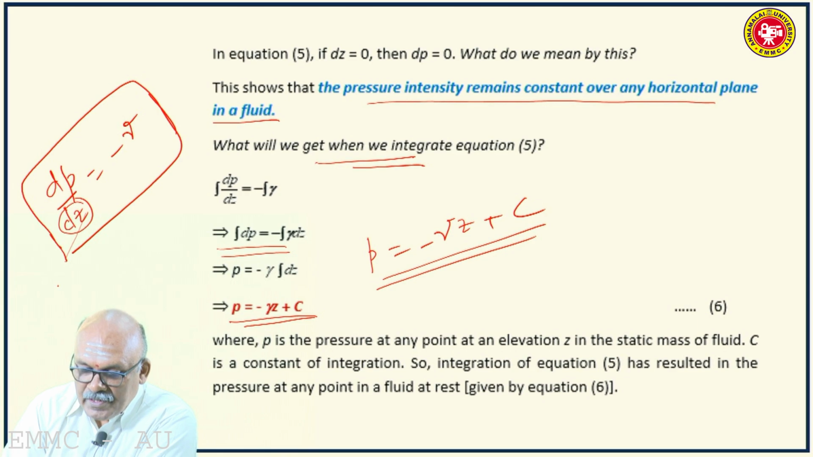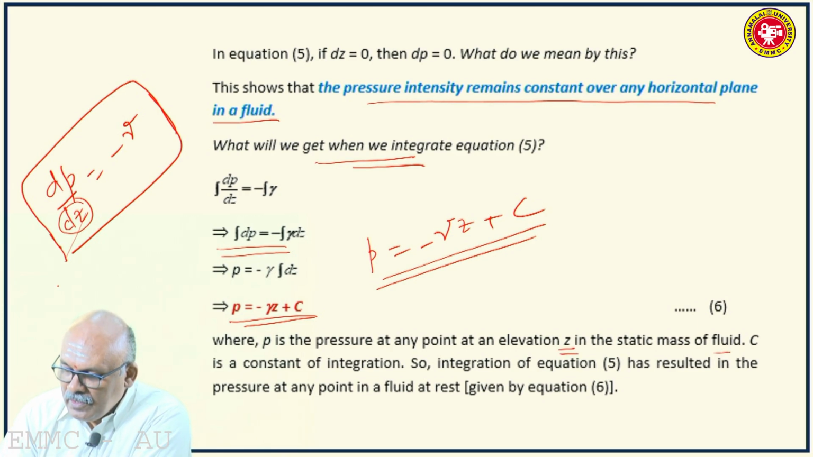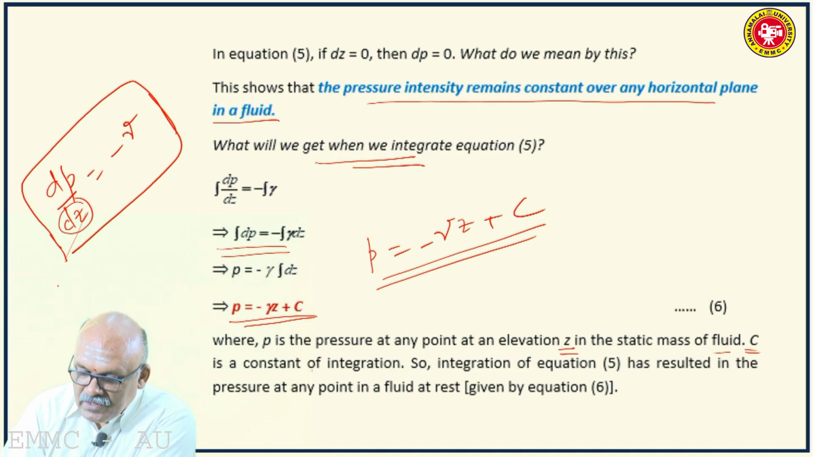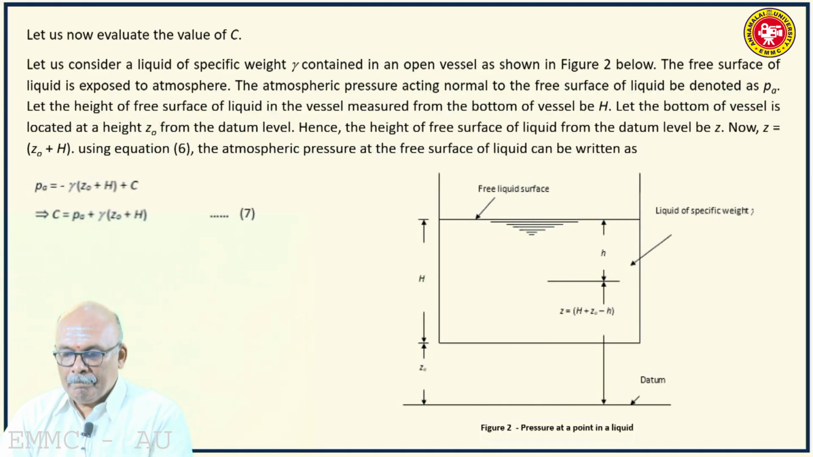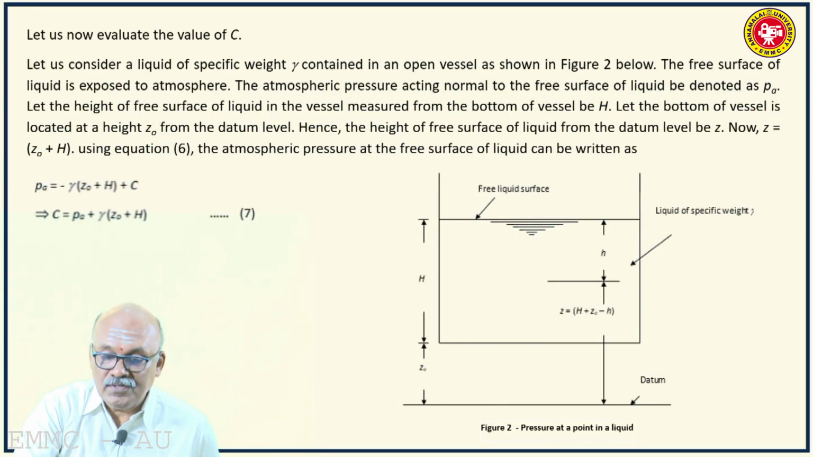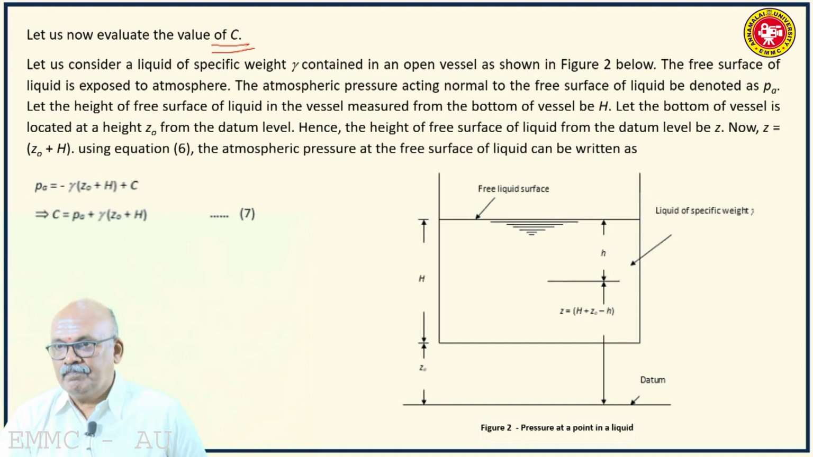So P is the pressure intensity at any point at an elevation z in the static mass of fluid. C is a constant of integration. So integration of equation 5 has resulted in the pressure at any point in a fluid at rest. Now you have to evaluate the value of this constant C, then only the solution is complete.